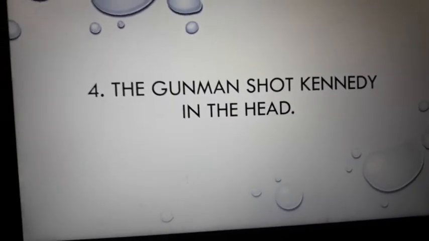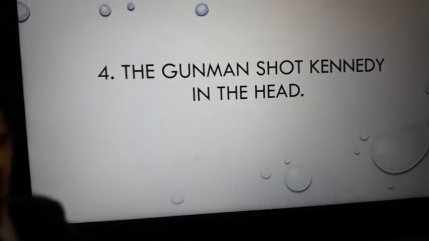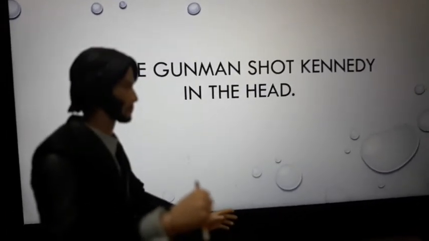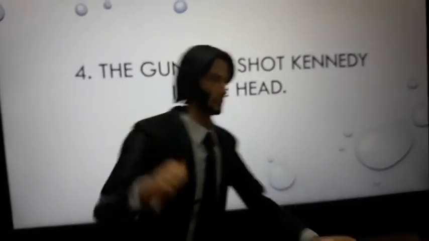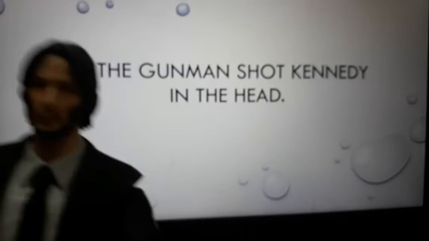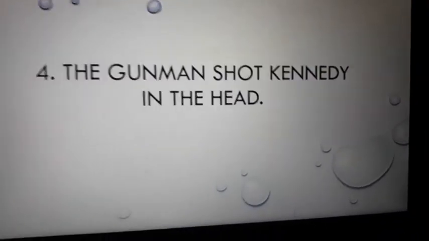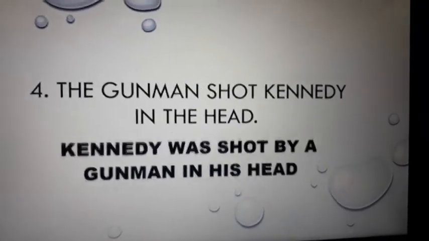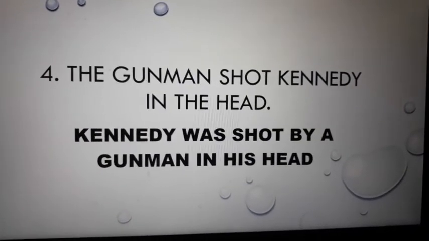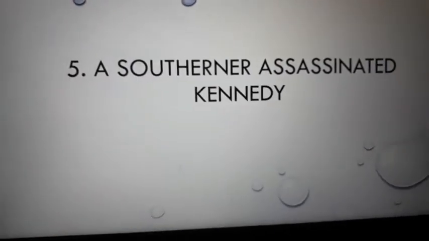It says, the gunman shot Kennedy in the head. So we got subject, the gunman. Again, the verb shot, and again, the object is Kennedy. All right? So that means that Kennedy will be the beginning of the sentence in passive voice. Let's check. Kennedy was shot by a gunman in his head. All right. Let's go with number 5.